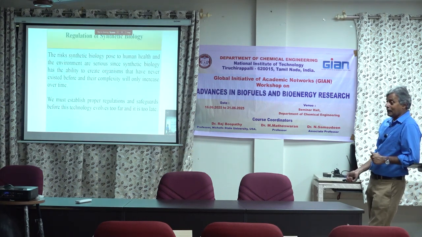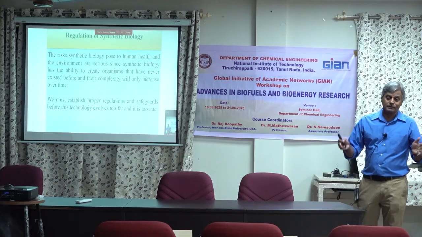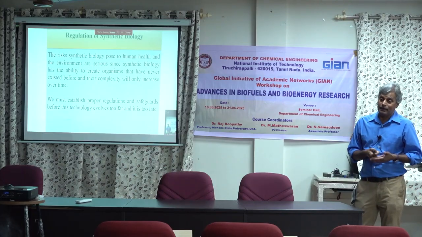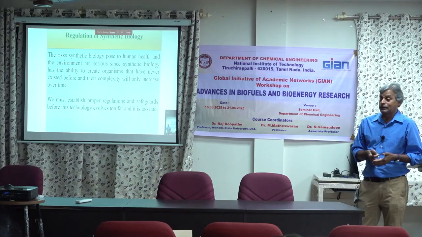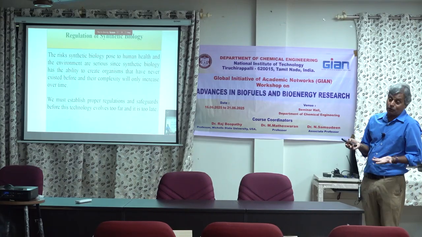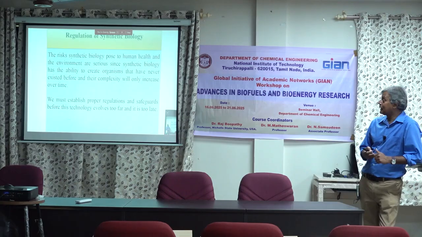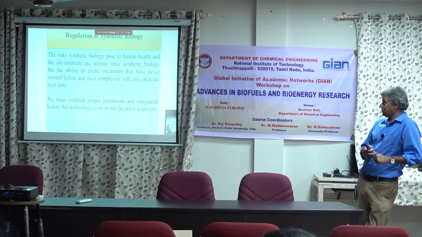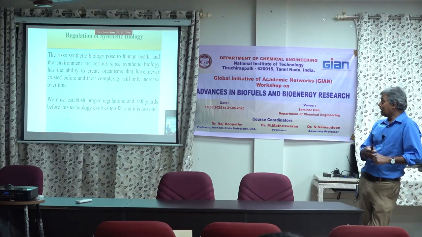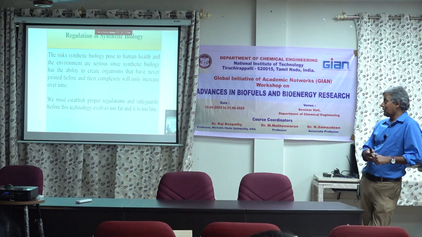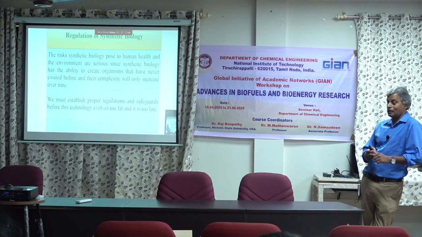So the last part is regulation. We are making all kinds of stuff, so it has to be regulated in the right way, so it won't end up in the wrong hands, and it could be a serious problem. Like poliovirus, people can create poliovirus. The risks of synthetic biology posed to human health and environment are serious, since synthetic biology has the ability to create organisms that have never existed before, and the complexity will only increase over time. So we must establish proper regulatory safeguards before this technology evolves too far and it will be too late to control it. Okay, I think that's the last slide.